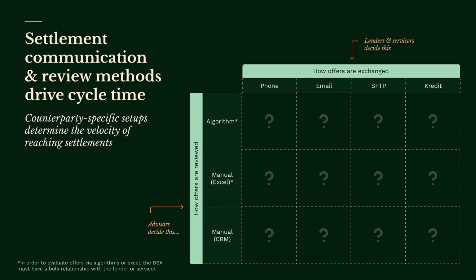Now let's take a look at how communication channels and proposal review methods impact cycle time. Cycle times can vary widely depending on how settlement offers are exchanged and reviewed. Some counterparties still rely on phone or email. Others may use file transfers like SFTP, and in certain cases, bulk relationships allow settlement advisors to evaluate offers through Excel models or algorithms. The method chosen, whether manual or automated, has a direct impact on how quickly settlements can be reached.